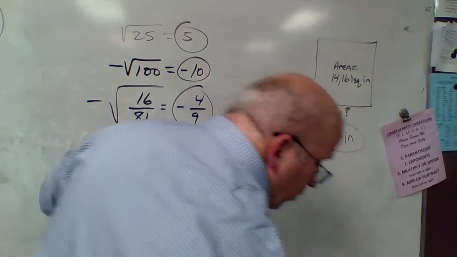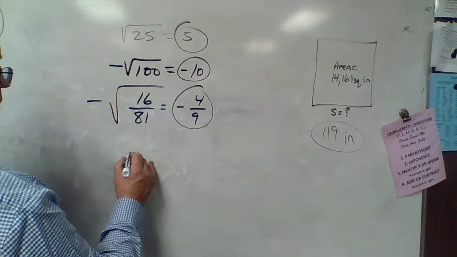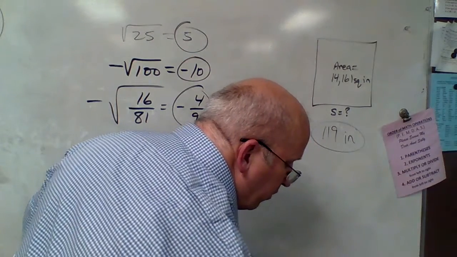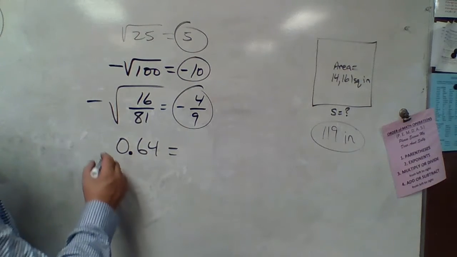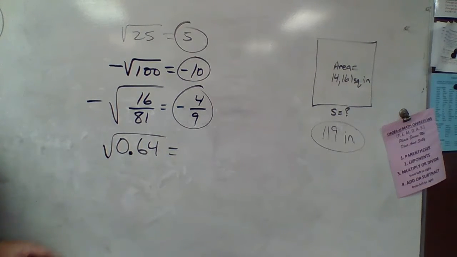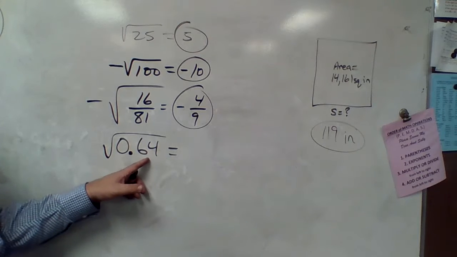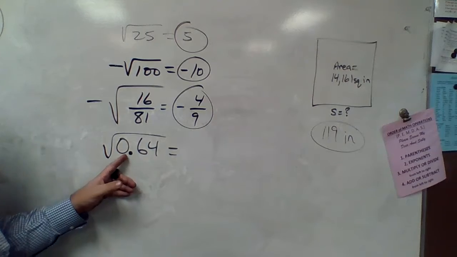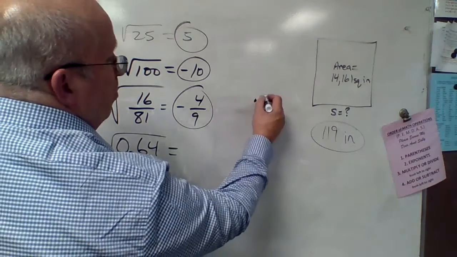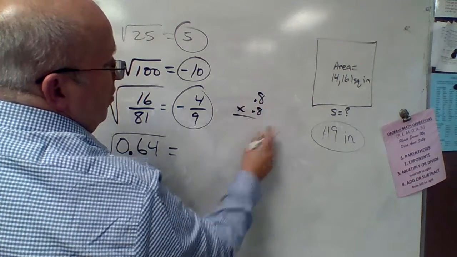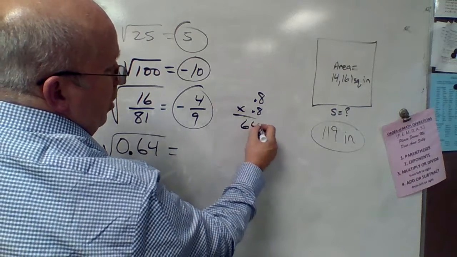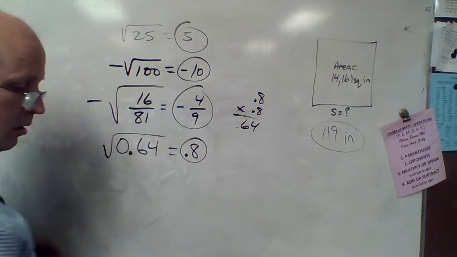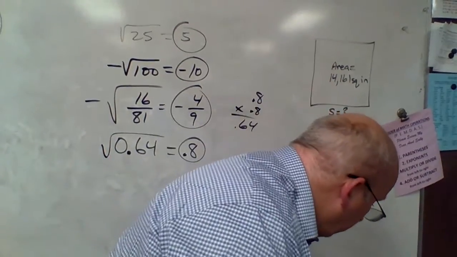How about number 8? Oh my goodness. What do I do with 0.64 if somebody tells me, hey, find the square root of that? Well, I know that the square root of 64 is 8, right? So what would be the square root of 0.64? Maybe it's 0.8. Let's try it out. Let's see what 0.8 times 0.8 is. Oh, yeah, it is. So the answer is 0.8. Let's look at the next one.